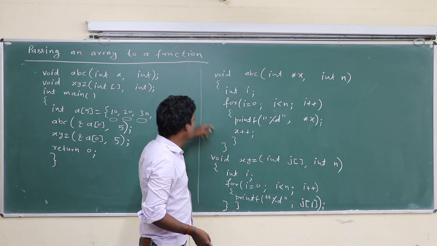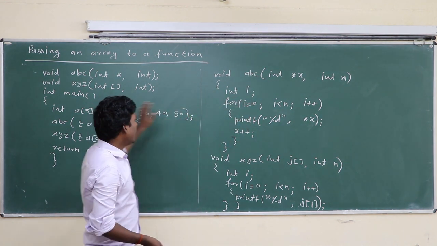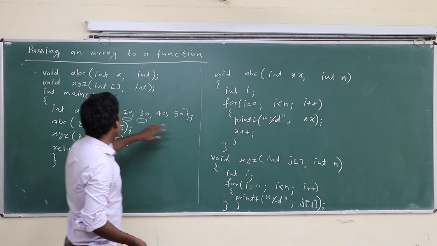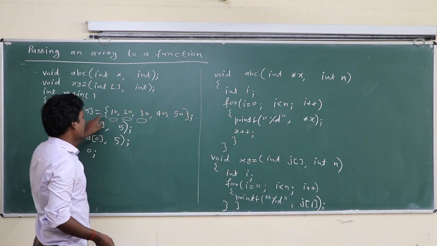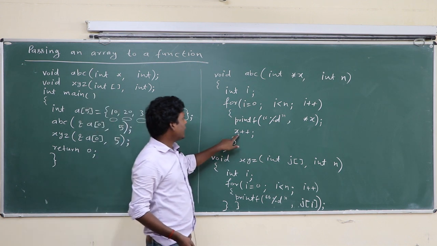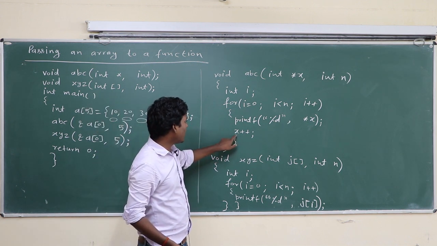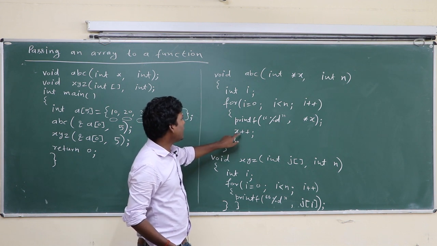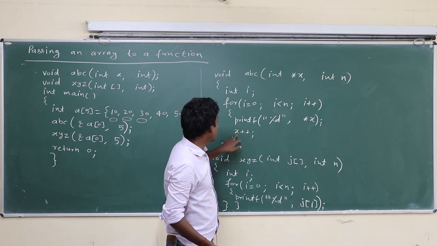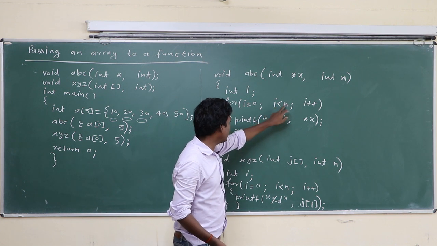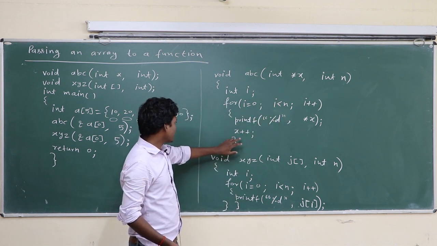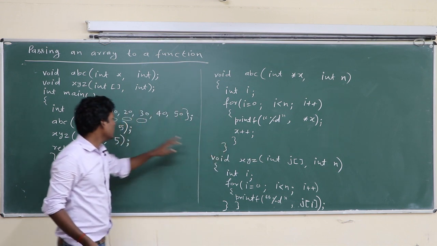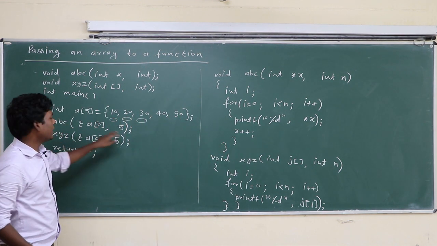This is the function which is called here, and here x is a pointer. With the help of the pointer, we print the elements of this array. And here i plus plus at the end of the loop will also work, and when i becomes 5, is i less than 5? No, in that case control exits from here and returns to here. All elements are printed.